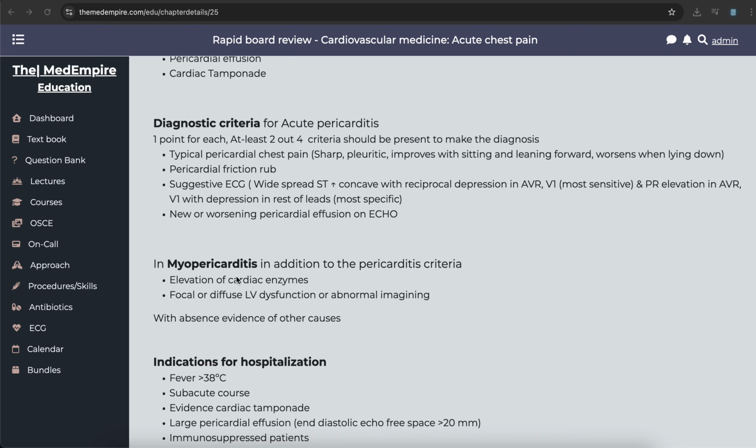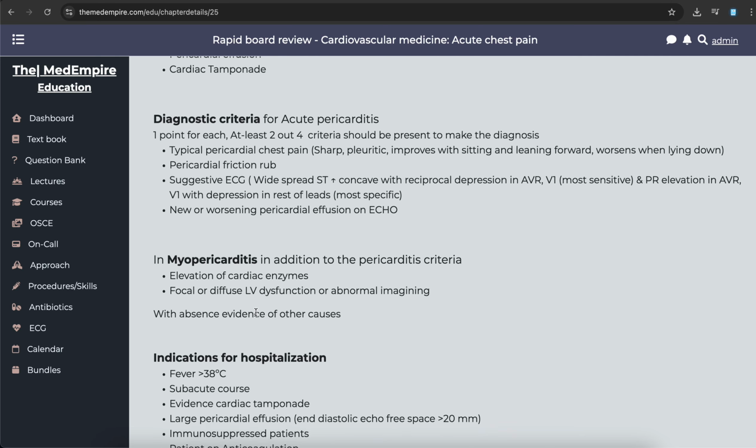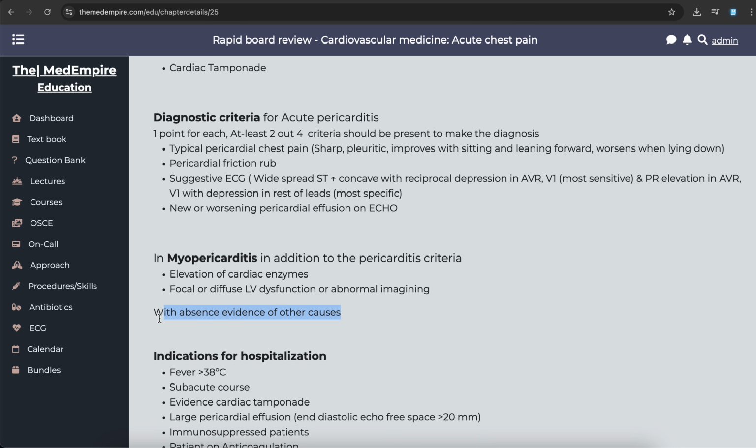Myocarditis, which is when there is already inflammation of the heart, and it means that the heart got damaged, so there will be elevated cardiac enzymes like troponin, and focal or diffused left ventricular dysfunction on an echo or any cardiac imaging. Obviously with absence of other causes.